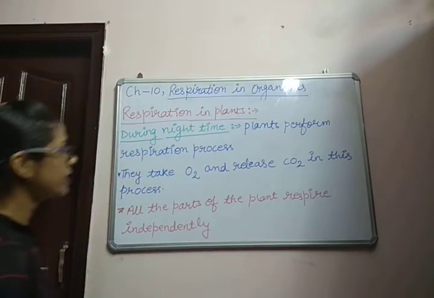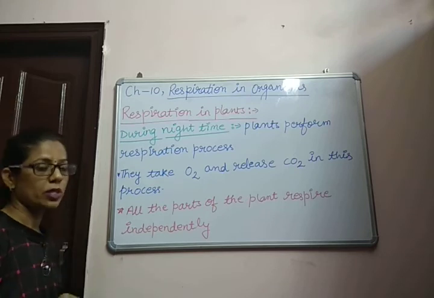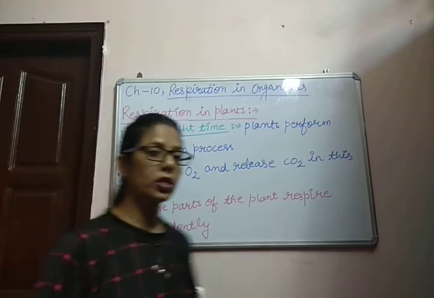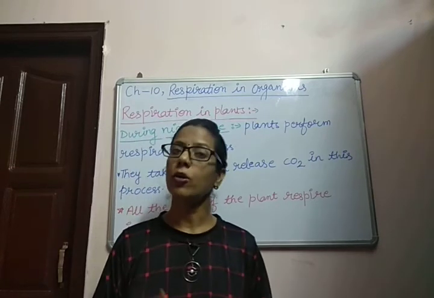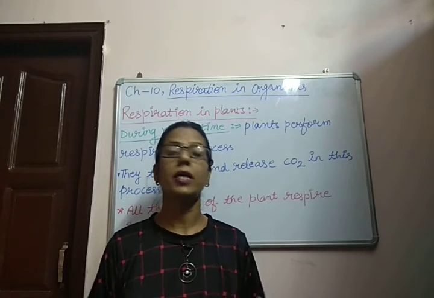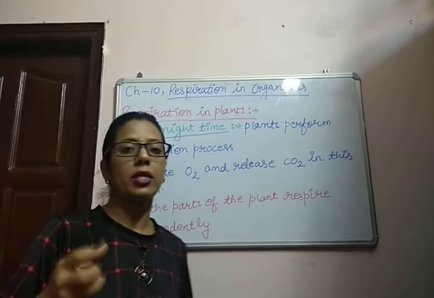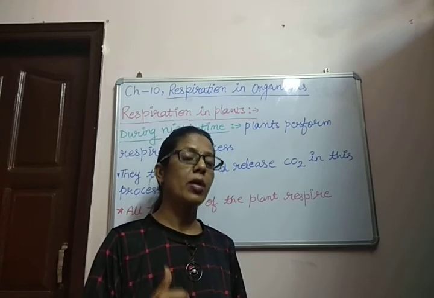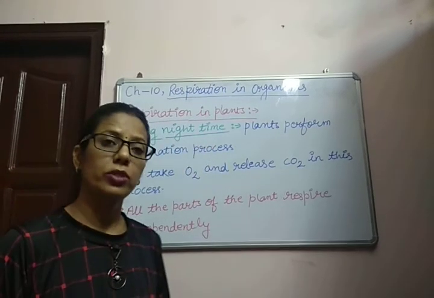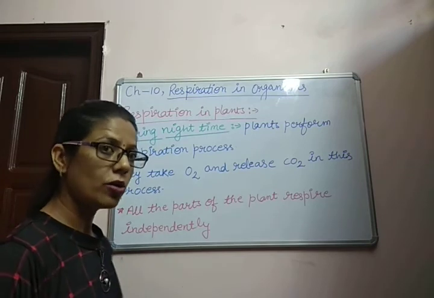So during night time plants perform the respiration process, and in this process they also take oxygen from the environment, from the surrounding air, and they release carbon dioxide like human beings and other animals. As we know, in photosynthesis plants take carbon dioxide and release oxygen, but during night time they are performing respiration. So in this process they take oxygen and release carbon dioxide.